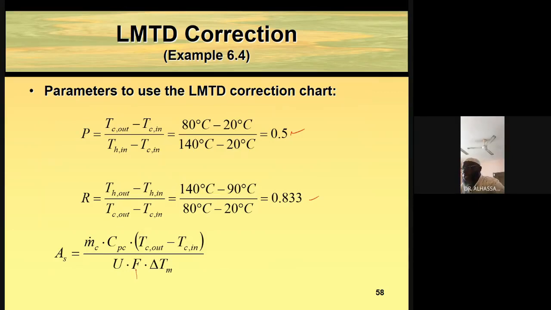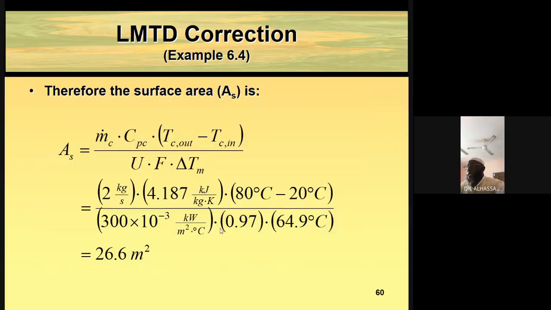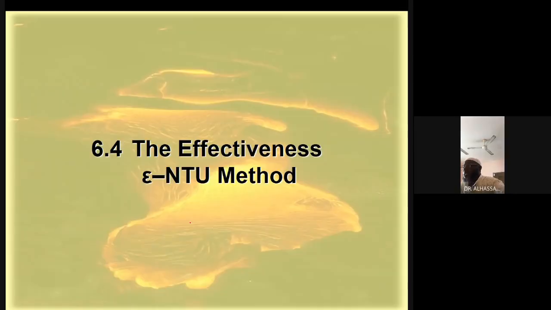So in this way, we substitute the value for F into the equation. We know m dot, we know Cp, we know all these temperatures. We can easily calculate the heat exchanger area. So this is the result for the heat exchanger area.